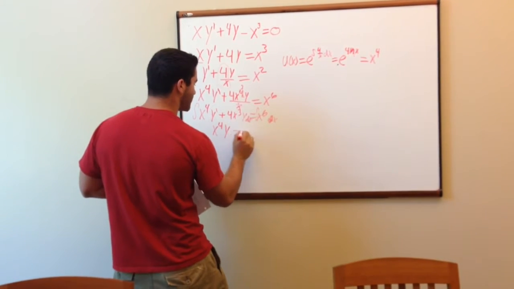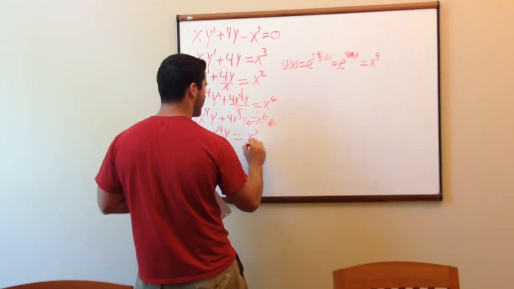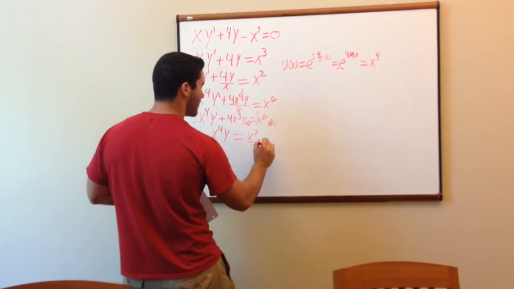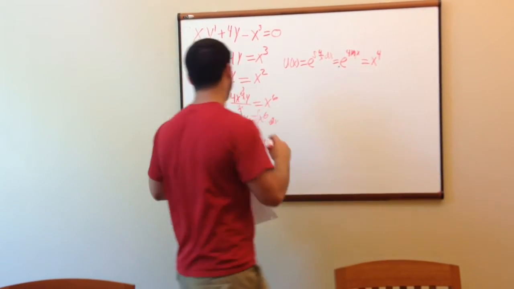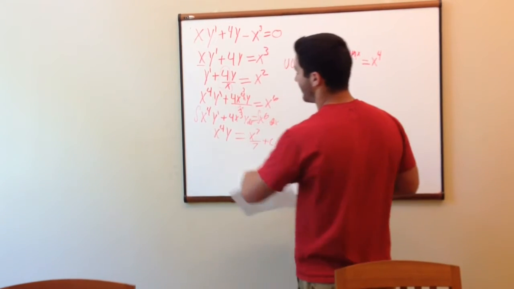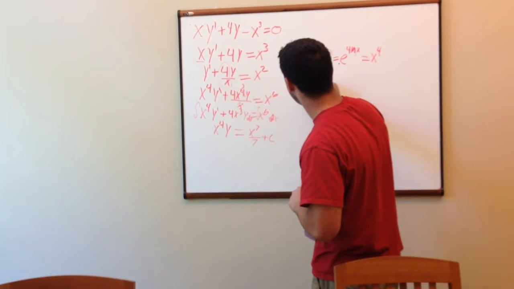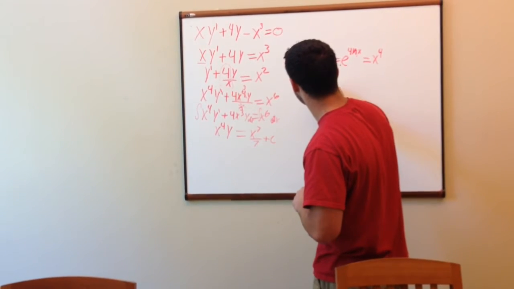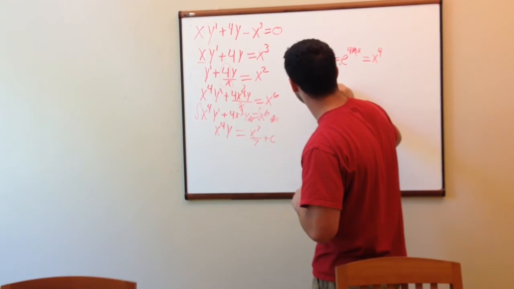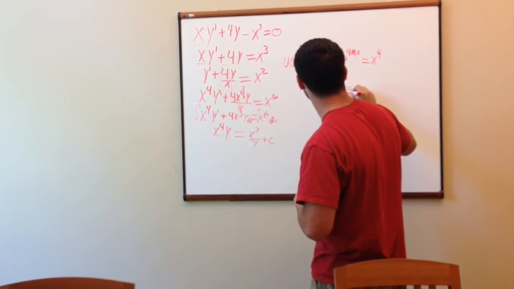And that'll be equal to, this integrated gives us x to the 7th over 7 plus c. Then next, I'm going to bring this over here. We just need to divide by the x to the 4th, and we're left with y equals x to the 7th over 7x to the 4th plus c over x to the 4th.